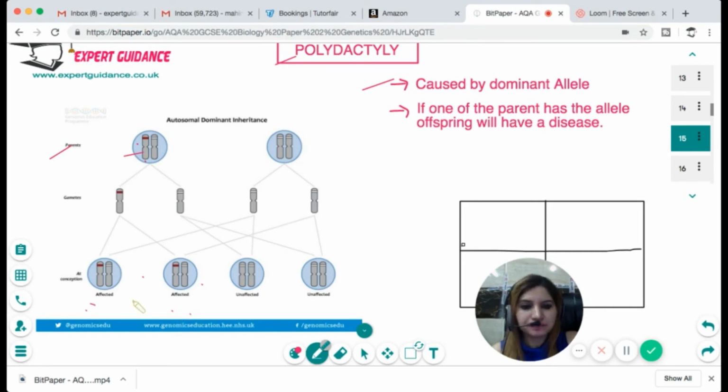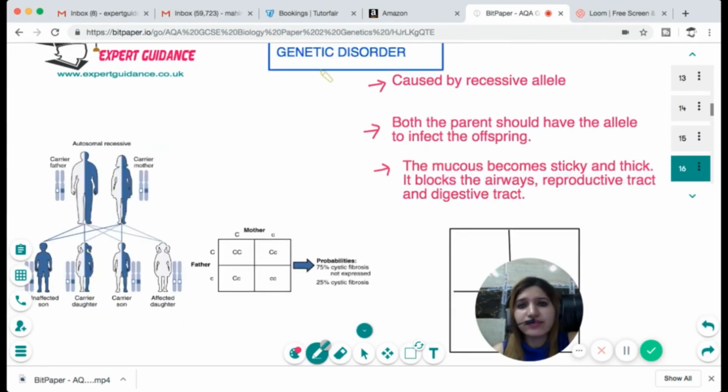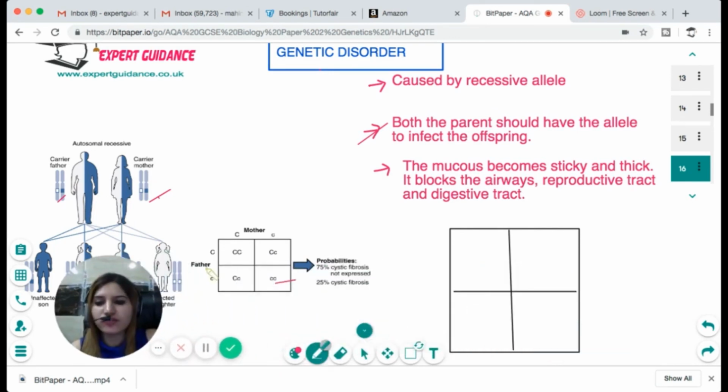On the other hand, cystic fibrosis is a recessive disorder. Now, for a recessive disorder, both the parents should have an allele to infect the offspring. Here, both father and mother are carriers. They had one allele, and that made 25%, that is a quarter of the offspring, to have cystic fibrosis. If only one would have that disease, the offspring will not have. They could be the carrier, but they'll not be a sufferer. Now, cystic fibrosis is a disease in which thick, sticky mucus is developed, and it blocks the airway, reproductive tract, and digestive tract.